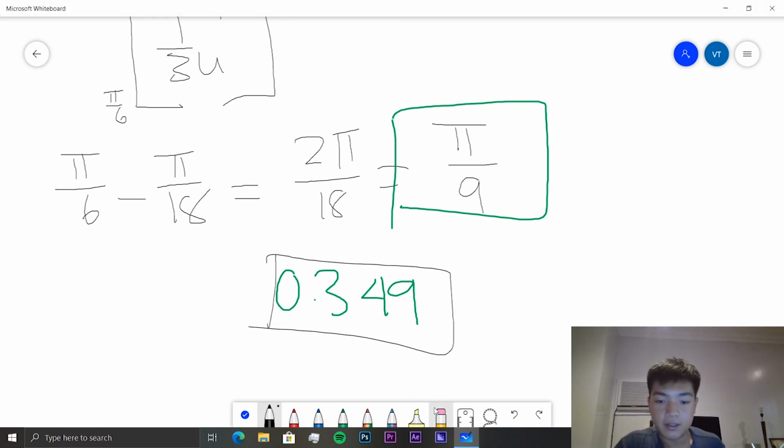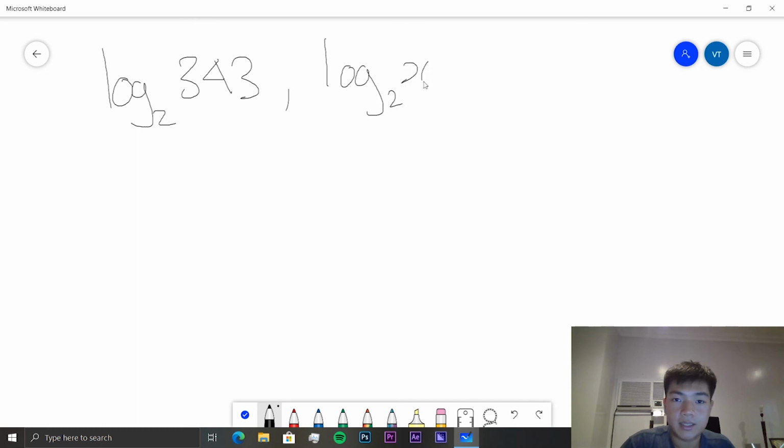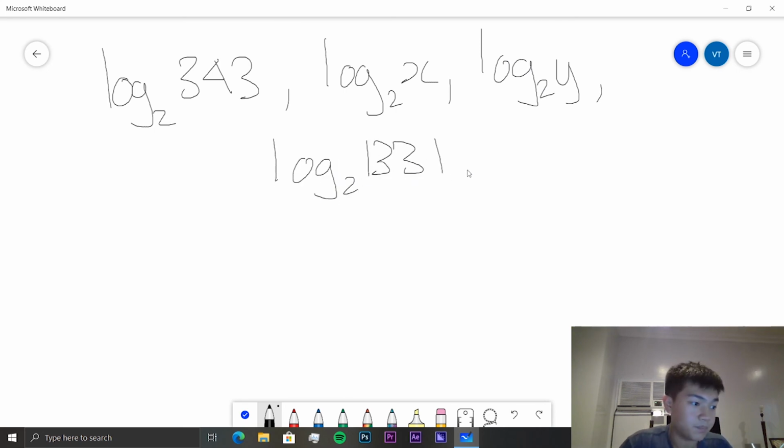And then on to the final question. And the final question is, oh dear. The first 4 terms in an arithmetic series are log 2 343, log 2 x, log 2 y, and log 2 1331. Find the value of x. That's not bad actually. This is not a bad question.